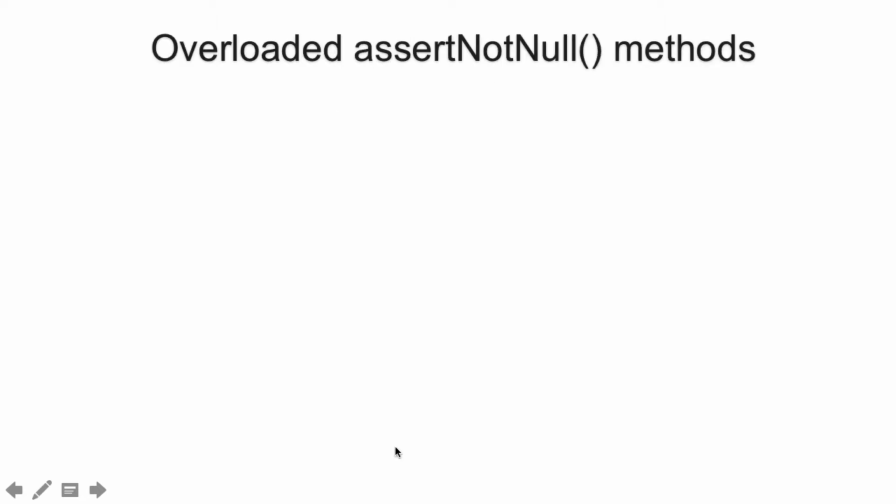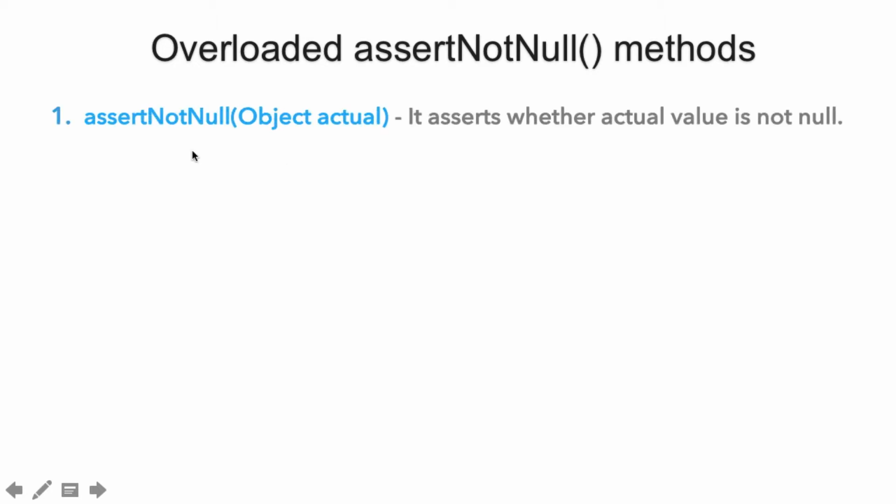Moving ahead. The assertNotNull method has various overloaded versions. We will discuss the overloaded versions one by one. The first overloaded assertNotNull method takes in an object and asserts whether the actual value is not null.